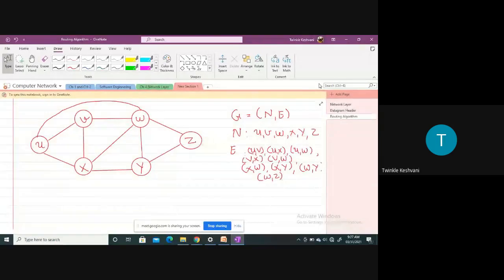So यहाँ पे we can say that nodes is nothing but a router, and edges are, just write over here, nodes are routers and edges are physical links.